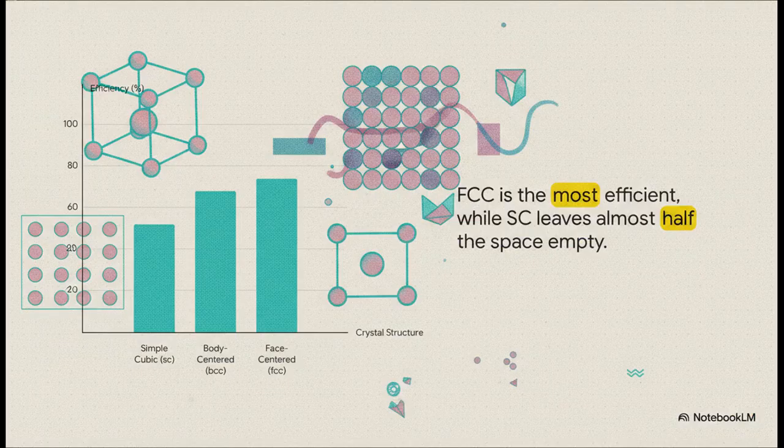And check this out. This chart tells the whole story. The simple cubic structure is actually pretty terrible at packing. Almost half of it is just empty space. But as you move to BCC and then FCC, the efficiency skyrockets. That face-centered cubic structure at 74% is literally the most efficient way possible to pack spheres. It's no accident that lots of common metals like copper and aluminum use this structure. That dense packing is a big part of what makes them, well, them.